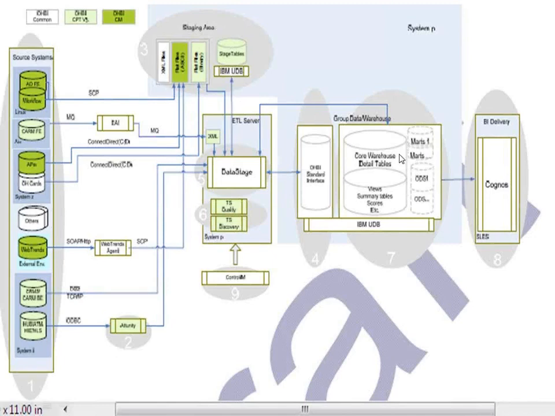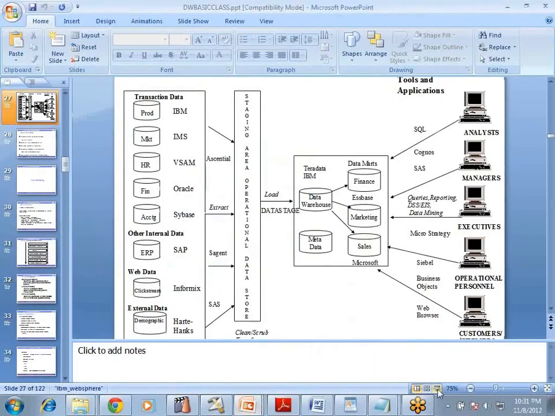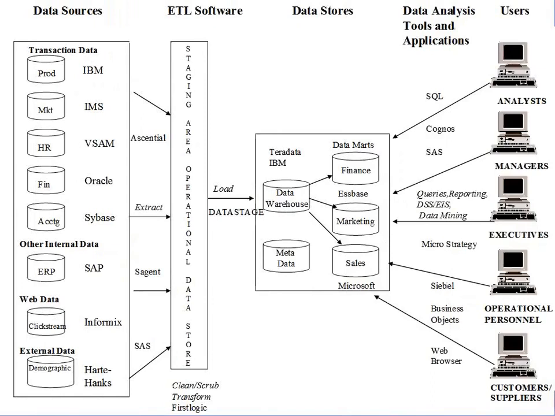In the project, let me open it again in normal basics. See here, once we load the data into the data warehouse system from source to ETL to warehouse, then we are going to generate different reports for analysts, managers, executives, operational staff, and for customers, suppliers, or end users. They will generate different kinds of reports using different reporting tools, whatever is possible to generate reports. That is about data warehousing architecture.